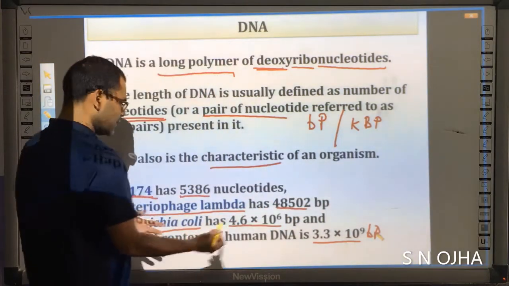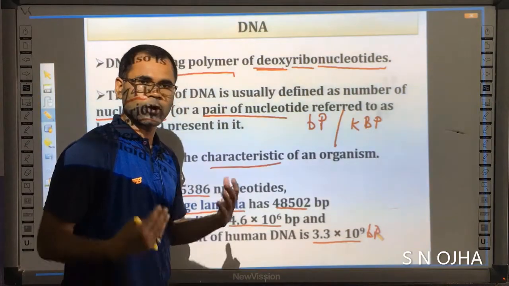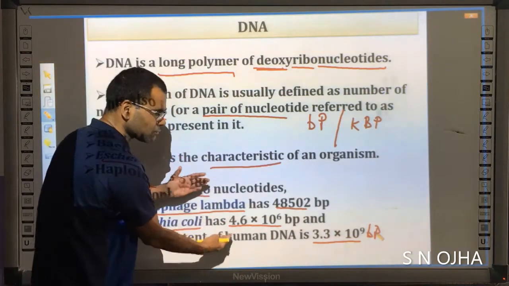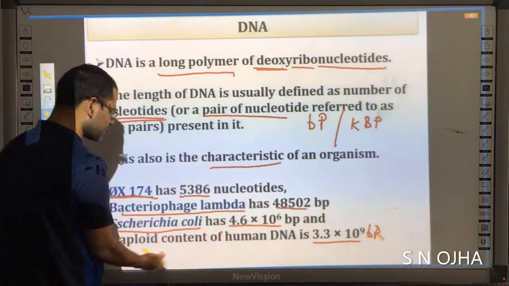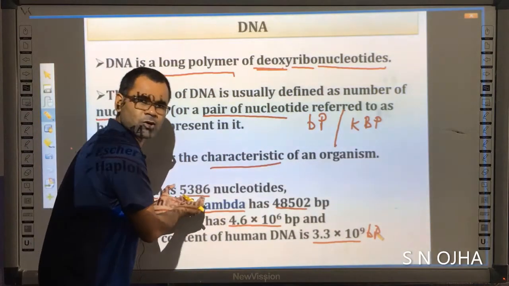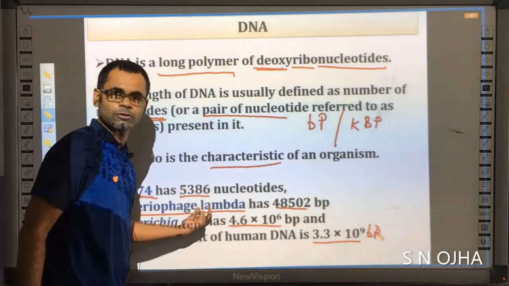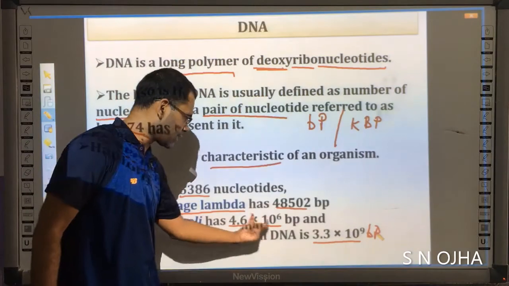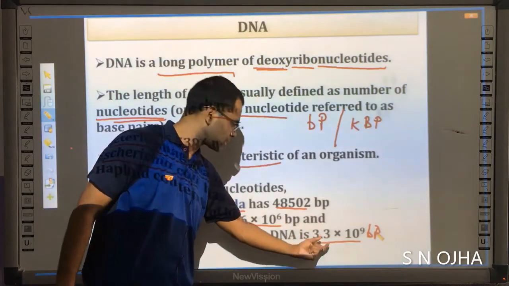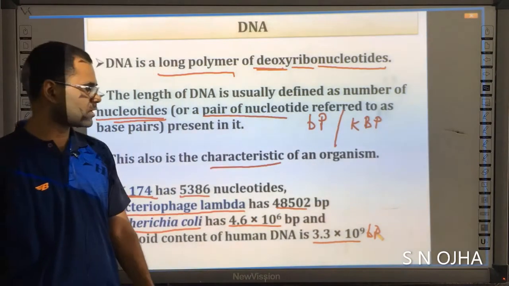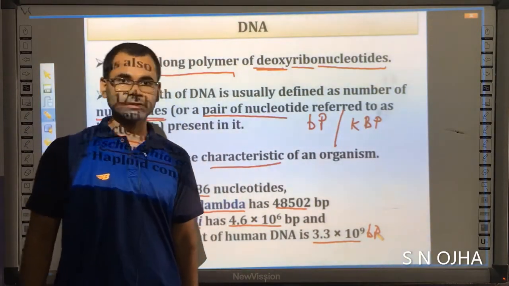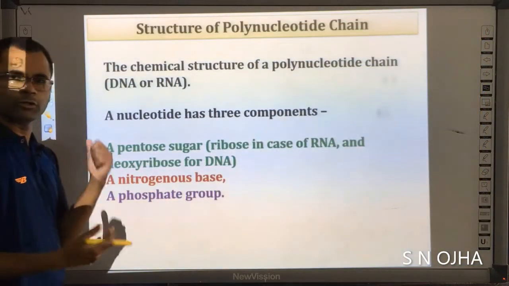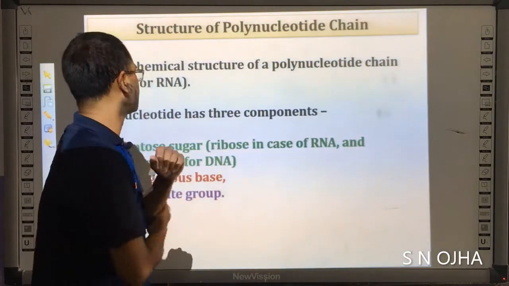So you can see that as the complexity of the body of an organism changes, the length of the DNA also keeps on changing. Viruses are less complex and have only a few nucleotides. Bacteria are more complex than viruses, and their DNA length increases. Human beings, a highly complex organism, have 3.3 into 10 to the power 9 base pairs. This is just a comparison to understand the length of DNA, which, as I told you, changes from one organism to another.